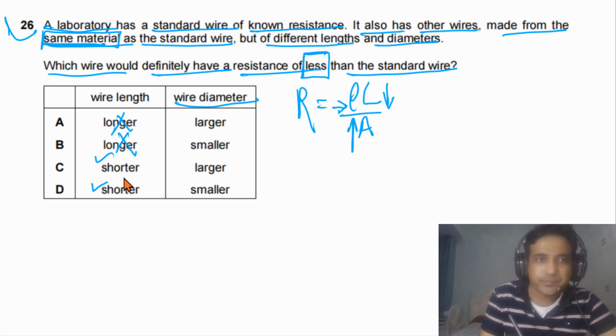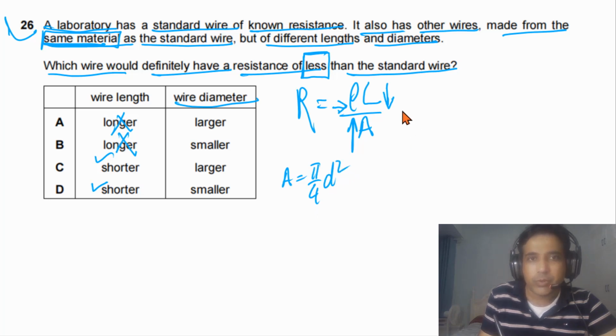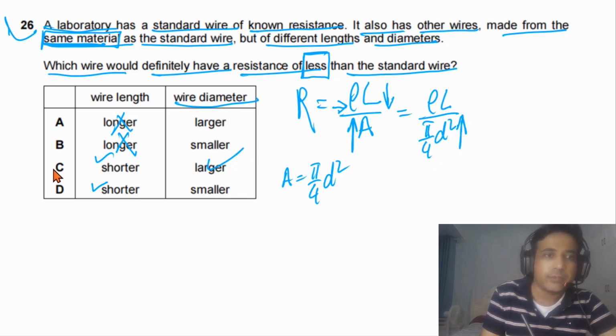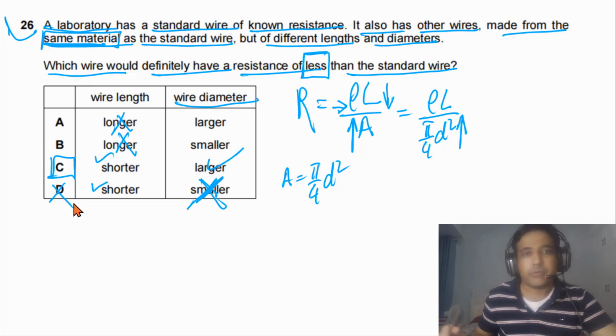Wire diameter has to be larger because area is equal to pi by 4 d squared. So we can also write here rho L divided by pi by 4 d squared. So D has to be larger. So the answer for this question is C. This is incorrect because this is telling you smaller, so this will increase the resistance. So this one is incorrect.